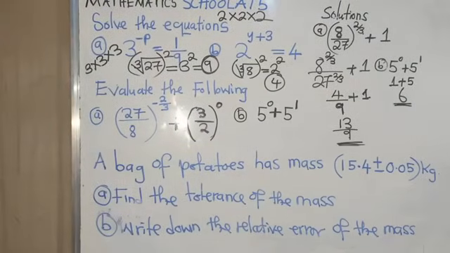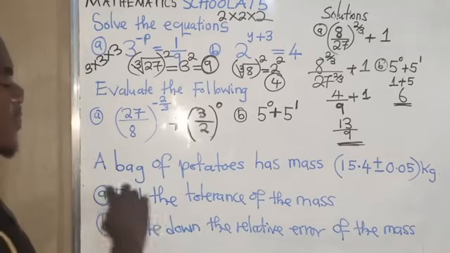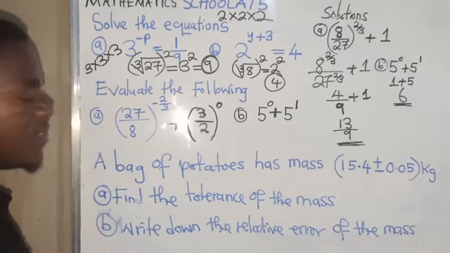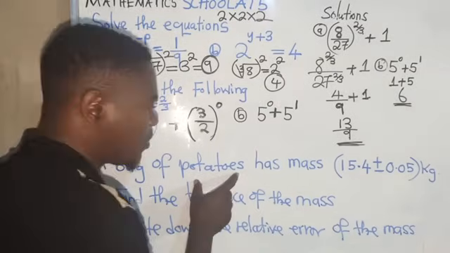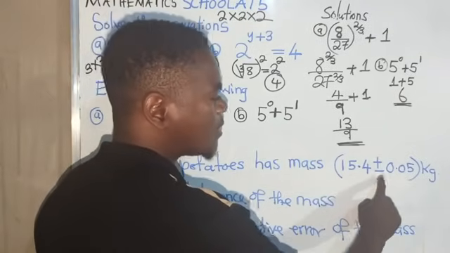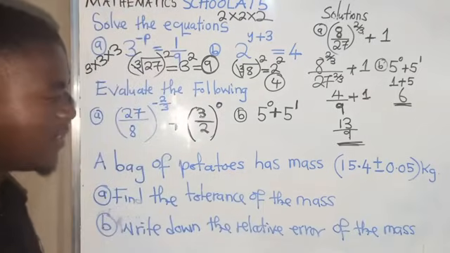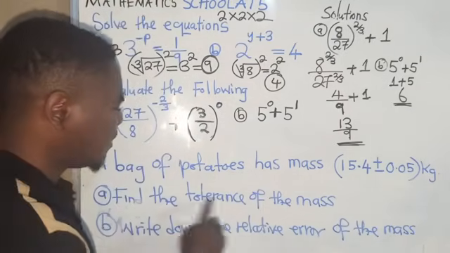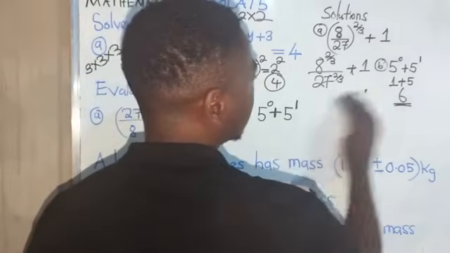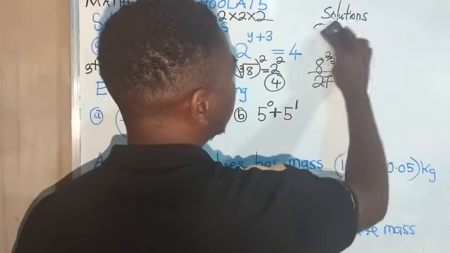We now move on to the last question. The last question is falling under estimations and approximations. A bag of potatoes has mass, so this is the mass, 15.4 plus or minus 0.05 kg. This is a wonderful question that we are given. Find the tolerance of the mass. You are told to find the tolerance of the mass. How can you find the tolerance of the mass?